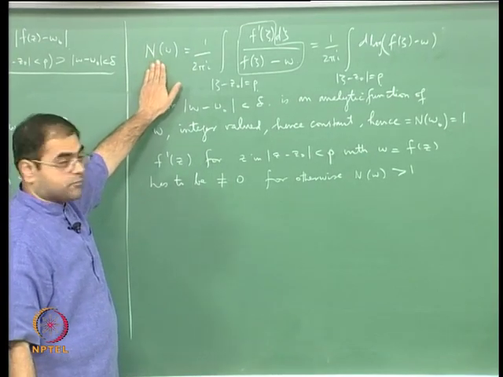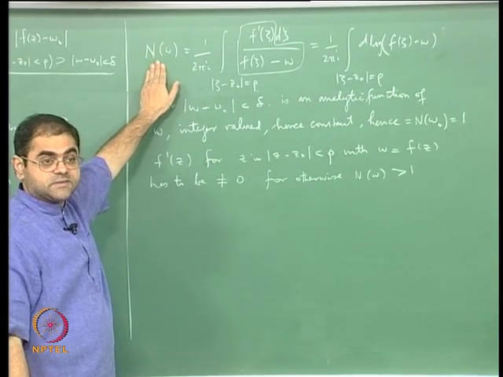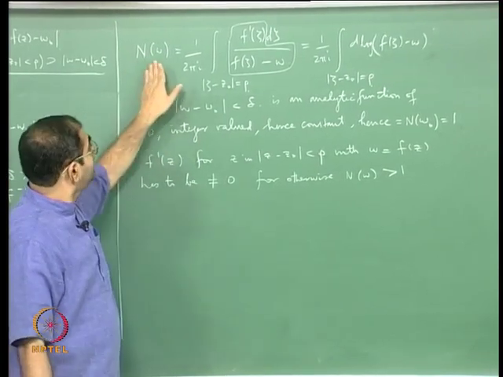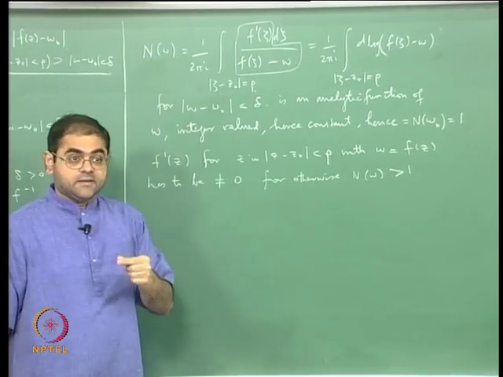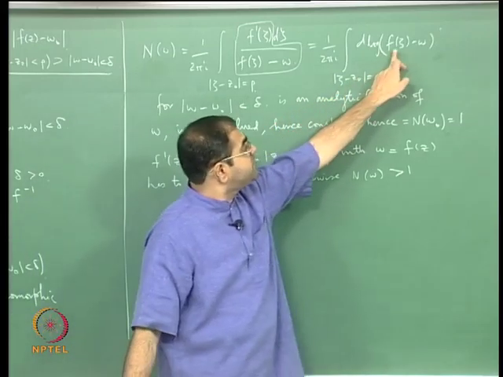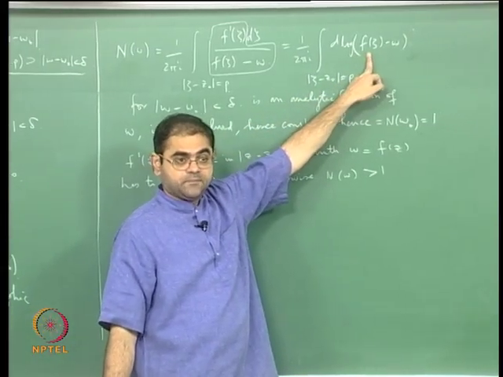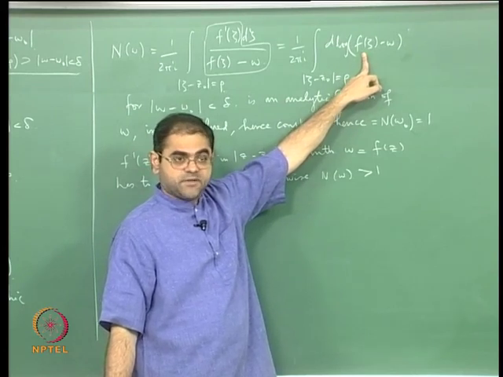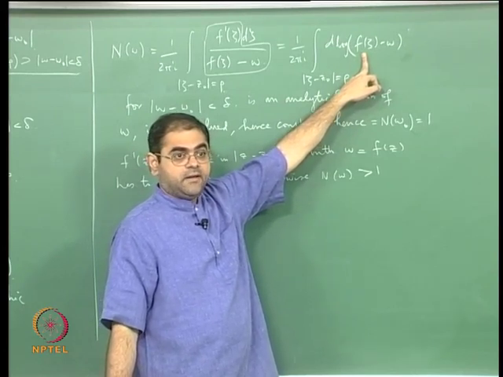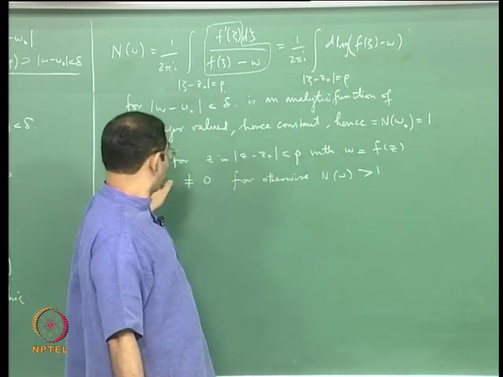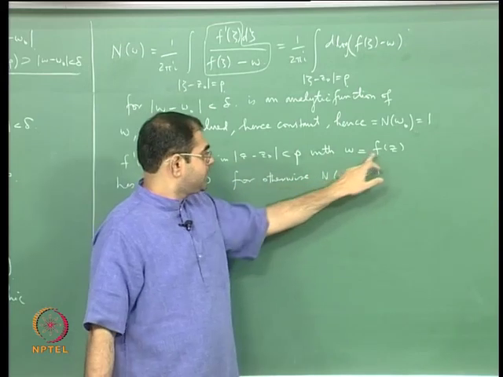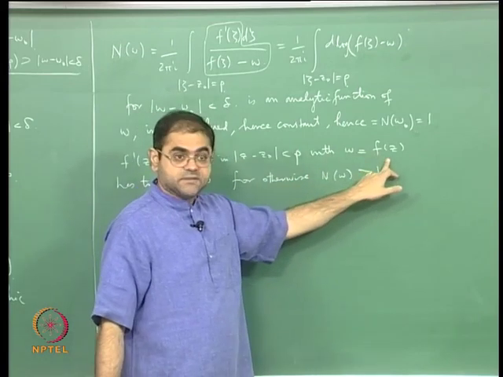What is n of w? N of w is the number of times f assumes w, and how should you think of it? You should think of it as the number of zeros of f of zeta minus w. N of w is number of zeros of f of zeta minus w, and z is a 0 of f of zeta minus w, because w is f of z.